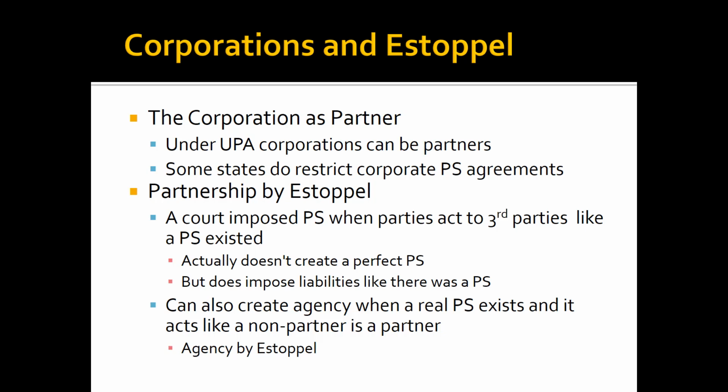Now, partnership by estoppel, really a favorite topic of your book, but pretty rare. This is when a court says, you guys acted like a partnership, so implied. So we're going to claim that you are partners, and we're not going to let you deny that you are partners. We're going to estop you from claiming otherwise. Now, it doesn't actually create a perfect partnership, but it does impose liability. We also see this with agency by estoppel. Again, something that can happen, but really is pretty rare.